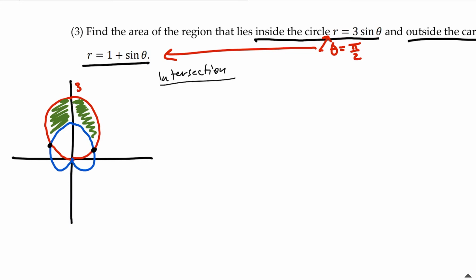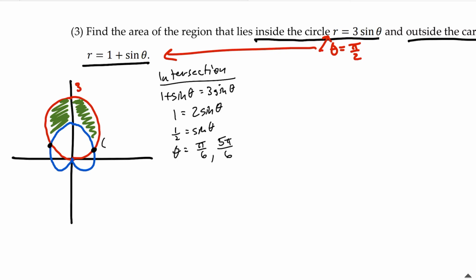Intersection. All right, so that's going to be when is 1 plus sine theta equal to 3 sine theta. So we'll set our 2 polar curves equal to each other. We can subtract a sine theta, so we'll have 2 sine theta equals 1, so 1/2 equals sine theta. So theta is going to equal pi over 6 in the first quadrant. And then in the second quadrant, that's going to have to be 5 pi over 6.